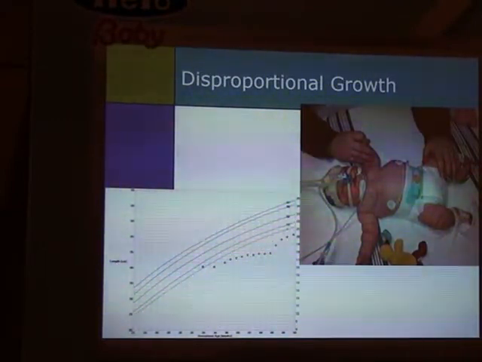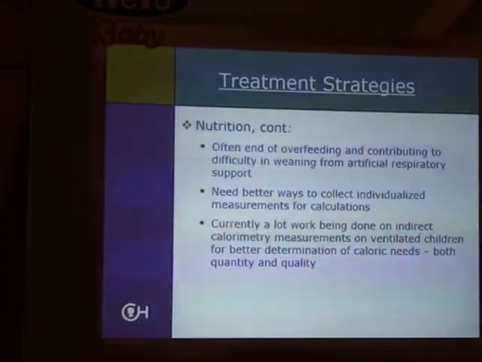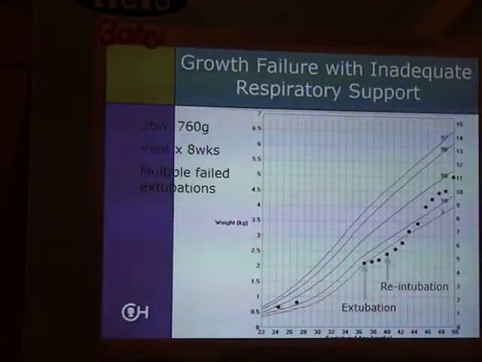So here's this baby's growth curve over time. And it's interesting, oops, I went backwards, sorry for that. That child was a 27-weeker, born at 760 grams, was on the ventilator for 8 weeks, with multiple failed extubations. And you can see over time, this is when we extubated and our growth flattened off. We were reintubated and the growth took off.